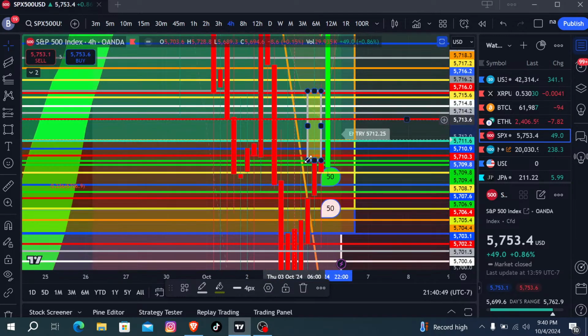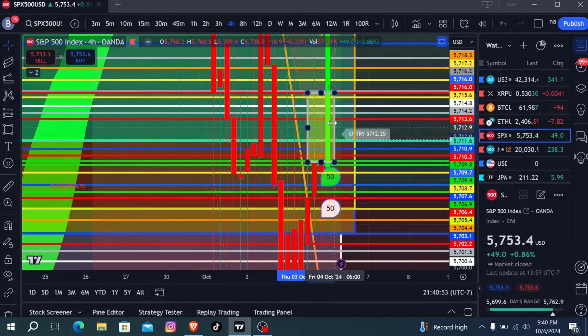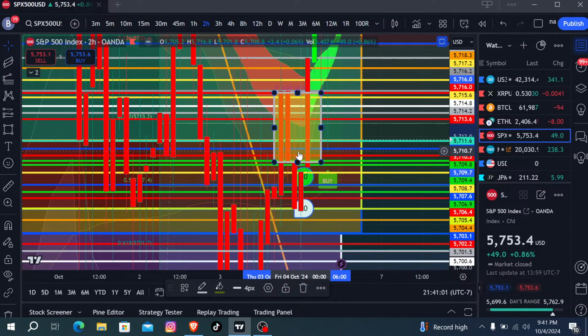And then if I would have gone to my 4-hour candle, I would have seen that there was also a box forming right here. You can see 1 candle, 2 candle, and finally a 3 candle. So when I saw this, I was like, okay, it's 10 o'clock.